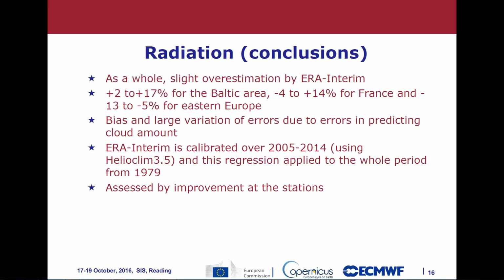Now, some gross results here. Overall, ERA interim slightly overestimates radiation across Europe, but there are differences, and these are seasonal as well. But spatially, ERA interim is overestimating some radiation in the more northern regions in the Baltic. It's slightly overestimating in sort of Western Europe, and it's underestimating a little bit in Eastern Europe. But with the adjustments, these will be improved as we move to the adjusted data set.